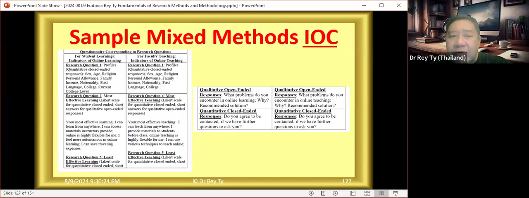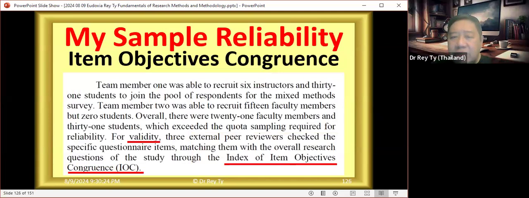Let's say if you have research question 1, what are your questions for your survey questionnaire? Put a table to show there's one-to-one correspondence. It's called IOC, Index of Item Objectives Congruence. This is to show your research is reliable.